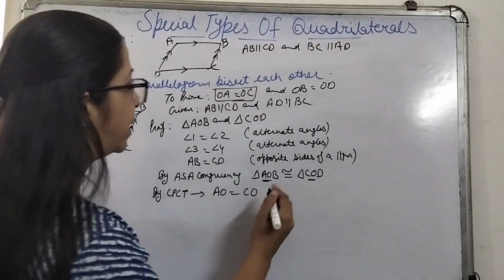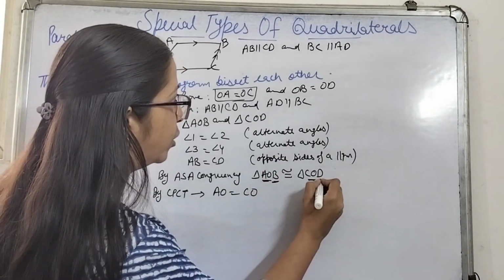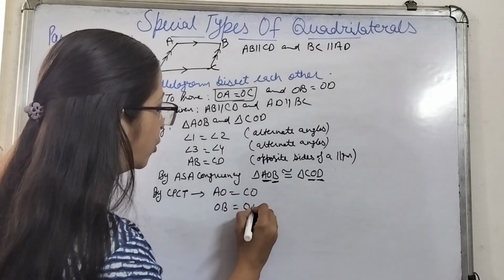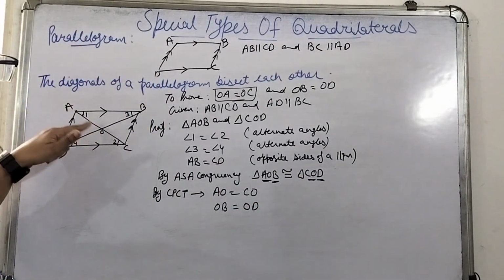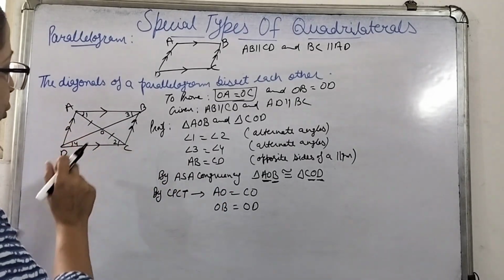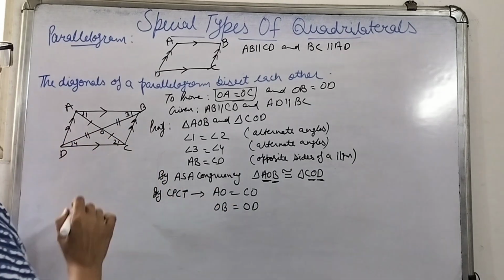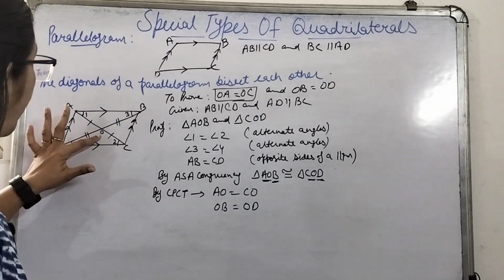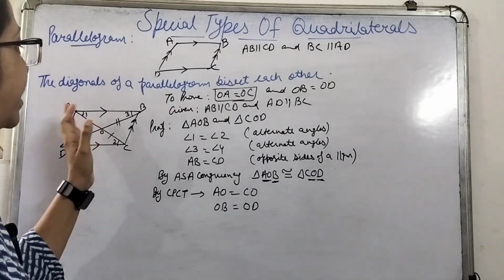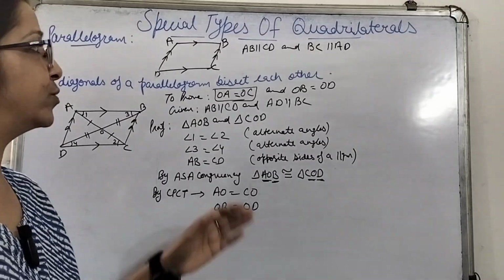Similarly, the corresponding part is your OB. For the triangle AOB, OB corresponds to your OD. So OB will be equivalent to your OD. That means OA is equal to OC, and OB is equivalent to OD. This was to be proved: the point where these two diagonals are intersecting each other is the point which is bisecting both the diagonals. So this is how we can prove the theorem.